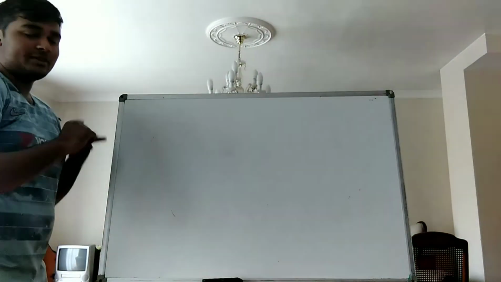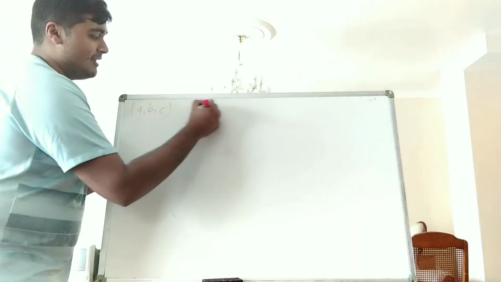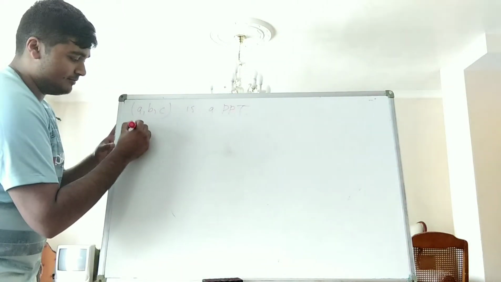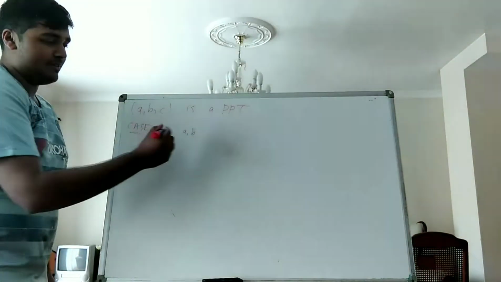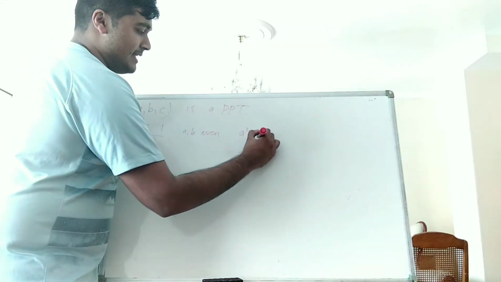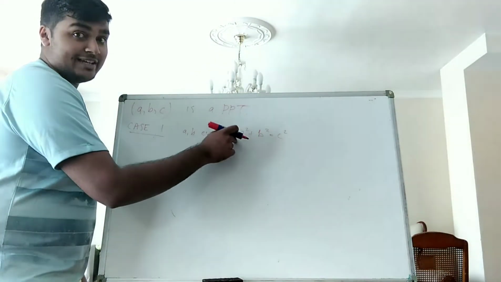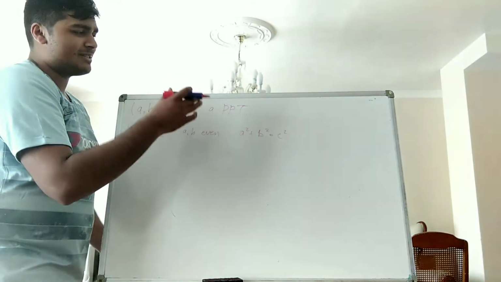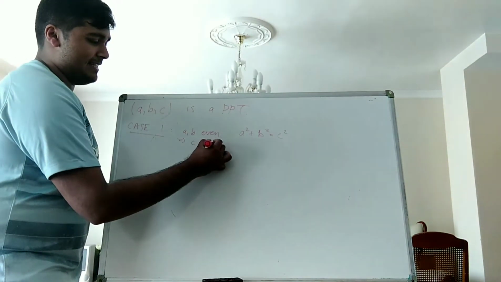So, let's start with a primitive Pythagorean triple. So suppose A, B, C is a primitive Pythagorean triple. Okay, so case 1. A and B are both even. Well then, because it satisfies Pythagoras' theorem, A is even, so A squared is even. B is even, so B squared is even. So that means that C squared is even. But if C squared is even, then that means C is even. So if A and B are even, then C is even.